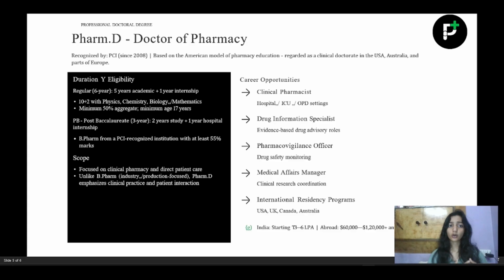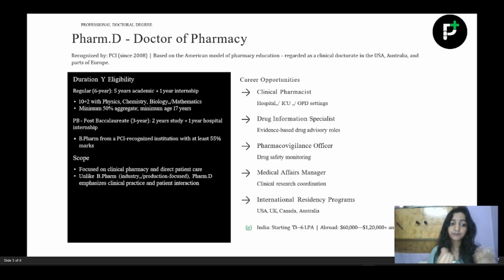And the next course which we'll be talking about is Pharm.D, which is Doctor of Pharmacy. Note the point that you are eligible for a clinical doctorate in Pharm.D. The eligibility criteria for Pharm.D is +2 with PCM or PCB with minimum 50% marks, and your age should be minimum 17 years. It is also applicable for post-baccalaureates, where you will be opting for 2-year study plus 1 year hospital internship, and B.Pharm from a PCI recognized institution with approx 55% in your academics.